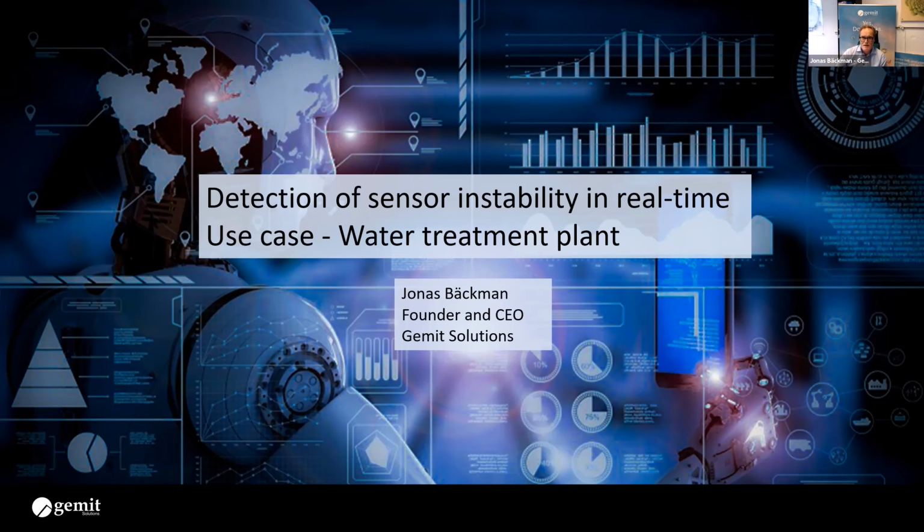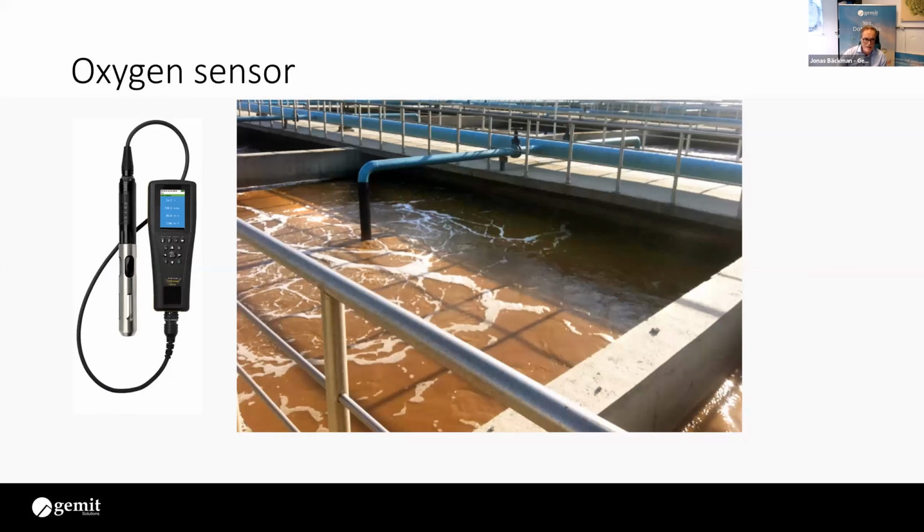And today I will talk about two use cases. So this will be hardcore use cases with graphs and analytics. And it's two use cases from the water industry. So how you can use a soft sensor or a virtual sensor to actually detect sensor instability and do that in a predictive maintenance context.